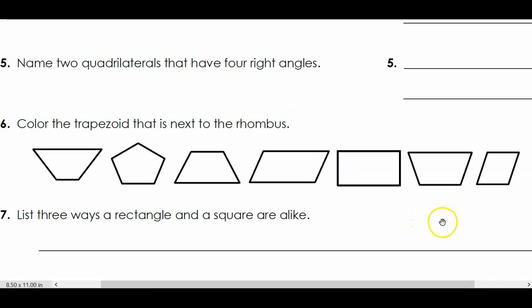Now it says color. Ooh, I love coloring. It says color the trapezoid that is next to the rhombus. Is this next to a rhombus? No. Is this next to a rhombus? No, it's actually next to a pentagon and a parallelogram. Is this next to a rhombus? Yes, because this is a rhombus. It says color the trapezoid that is next to the rhombus.